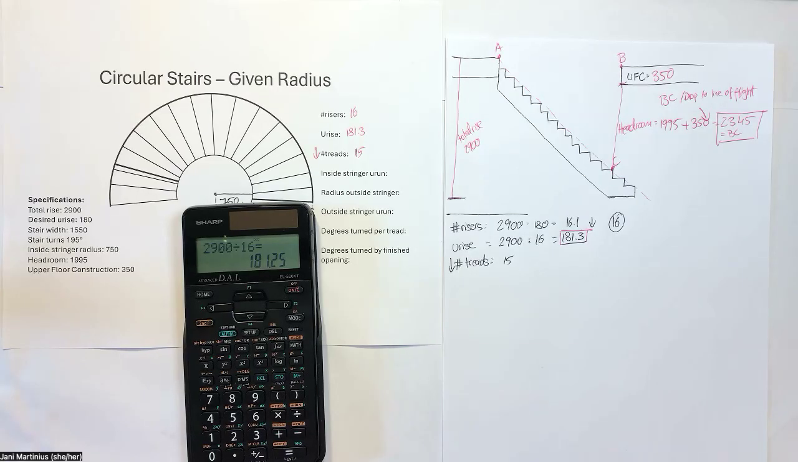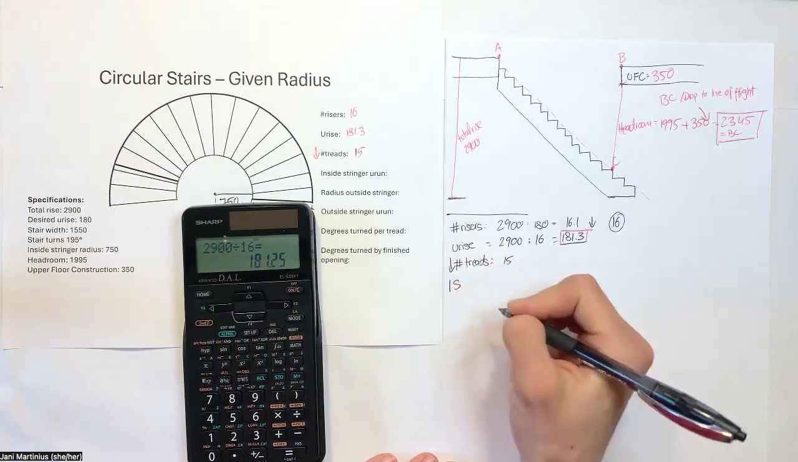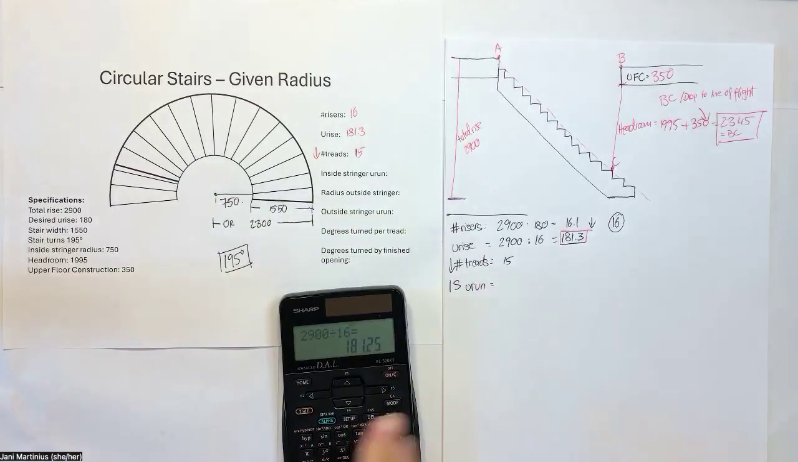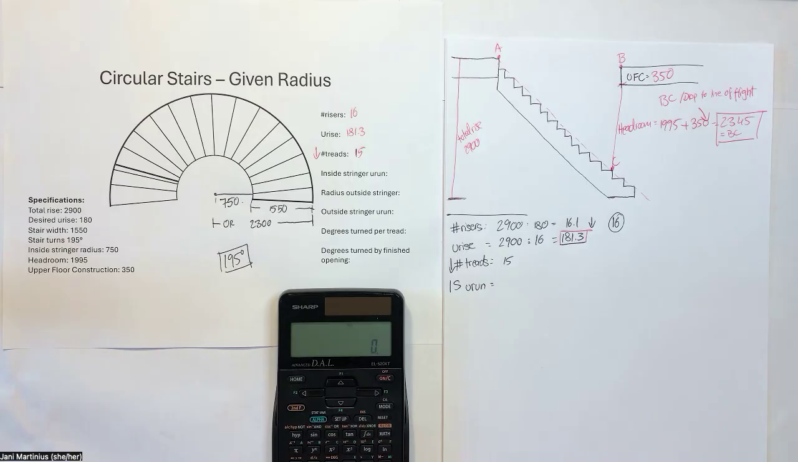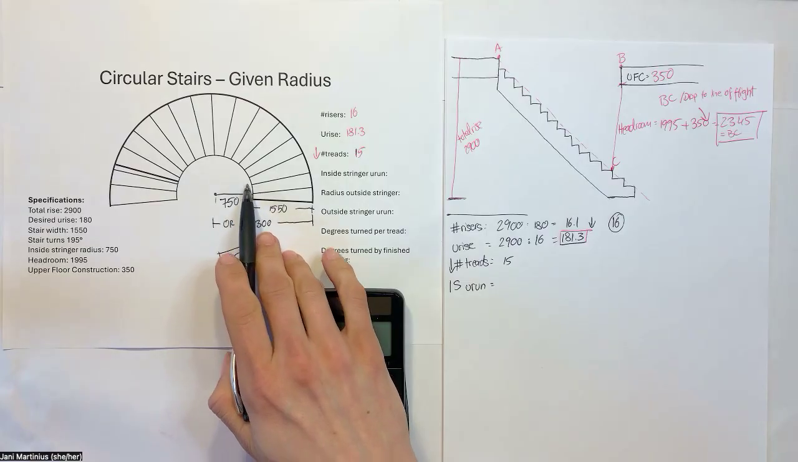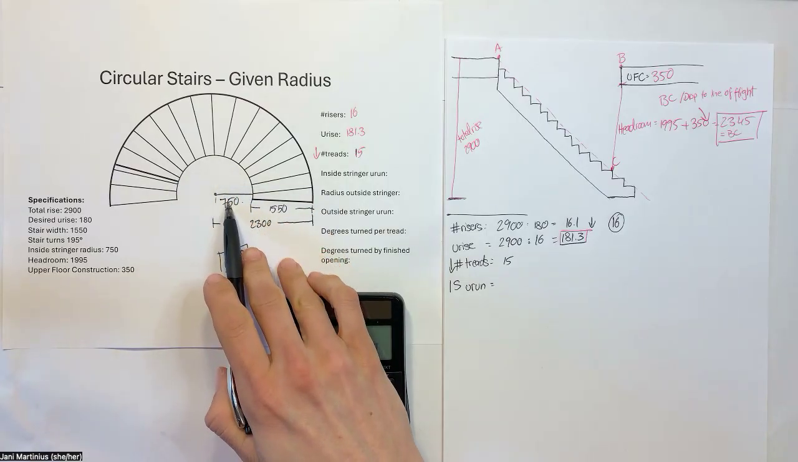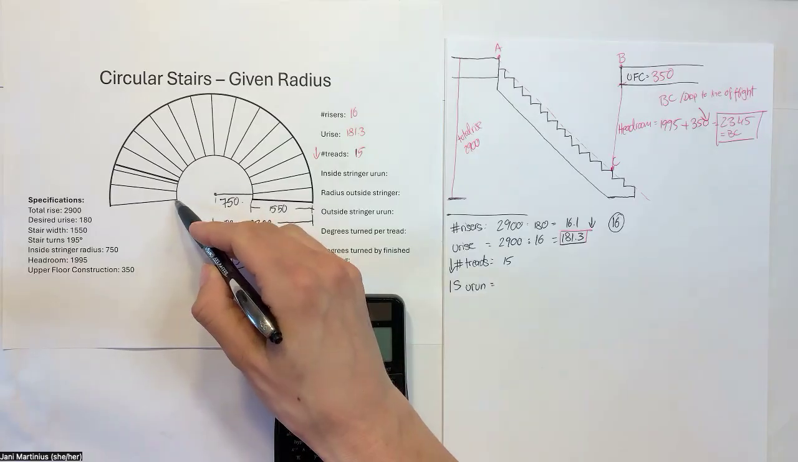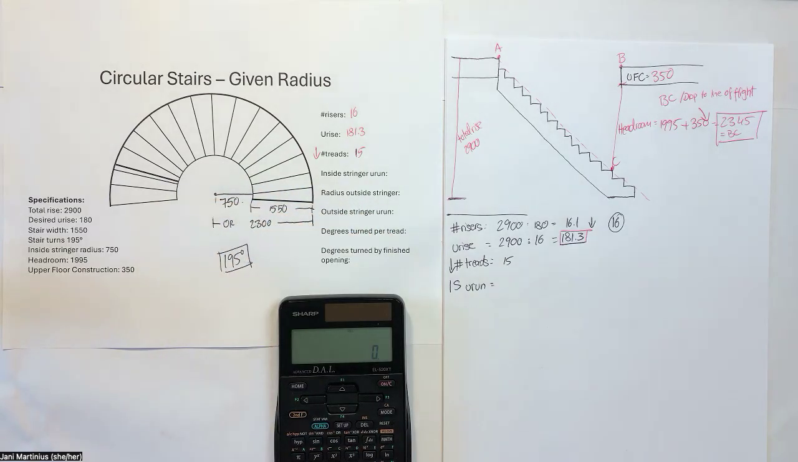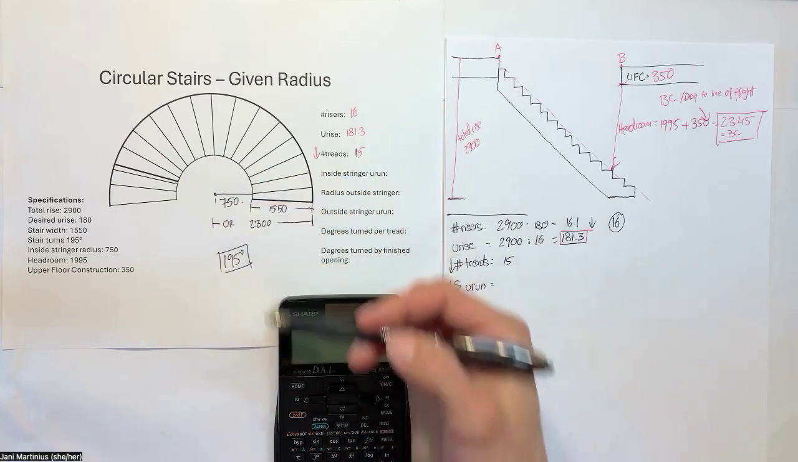Inside stringer unit run, that's what we're trying to find out. Looking at this, they're circular stairs, right? So it's going to have a lot to do with circles and finding the radius and circumference of things. We have a radius given from the center to our inside stringer of 750. So first thing we want to do is find the circumference of our inside circle. Once we have that, we can use our ratio and proportion to find the actual length of that stringer.